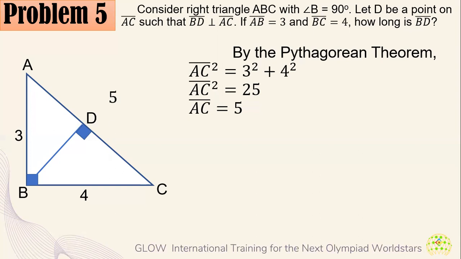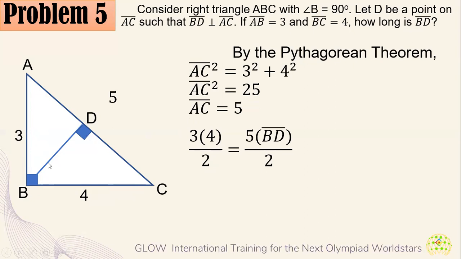But what happens next? How do we solve for BD? There's a technique here, and that is by utilizing the area of your triangle. Remember that the formula for the area of a triangle is base times height divided by 2. So in this case, if you look at this perspective, the 4 is your base, the 3 is your height. So we have here 4 times 3 all over 2. So this is the area.